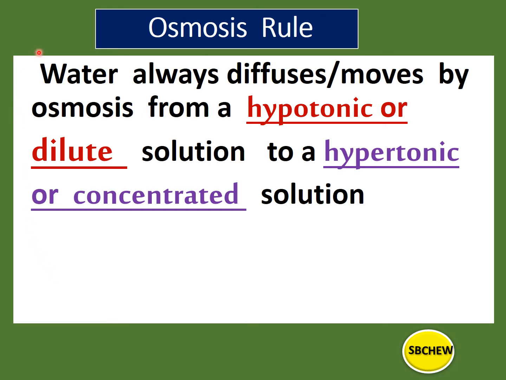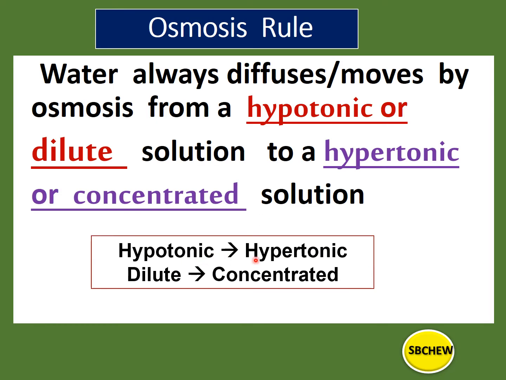Before we begin, let us revise the osmosis rule again. Water always diffuses or moves by osmosis from a hypotonic or dilute solution to a hypertonic or more concentrated solution. Okay, so you have to memorize this rule: hypotonic to hypertonic or dilute to concentrated.